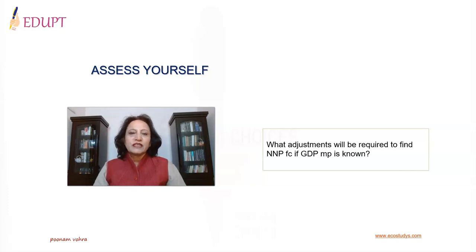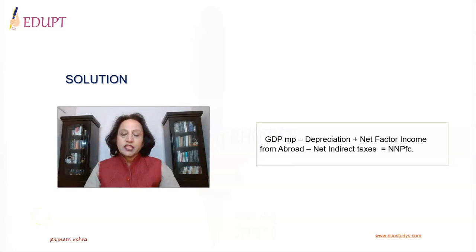You need to write an equation. Now please check your answer and go step by step. First, write it down. What is known to you? In this case, GDP at market price is known to you. So write it down first. Then write what you are supposed to find.